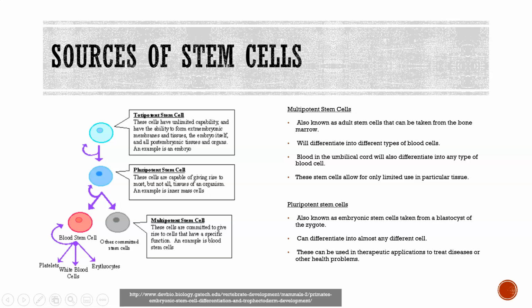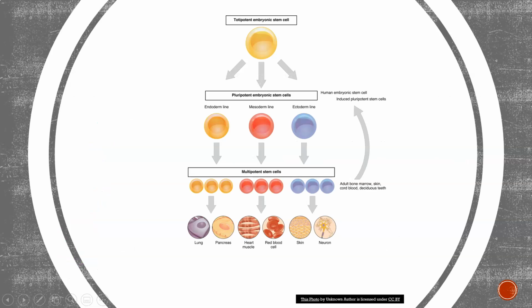Multipotent being those taken from the bone marrow or from the umbilical cord and generally used to make the blood cells, and then your pluripotent coming from the blastocyst or zygote, and these are the ones that can make most different types of cells. Again, just another infographic there illustrating that.